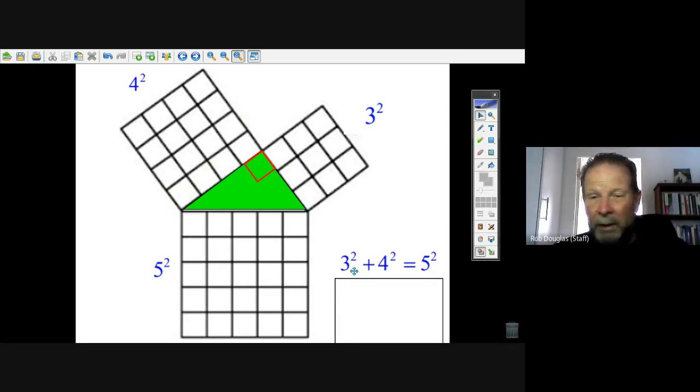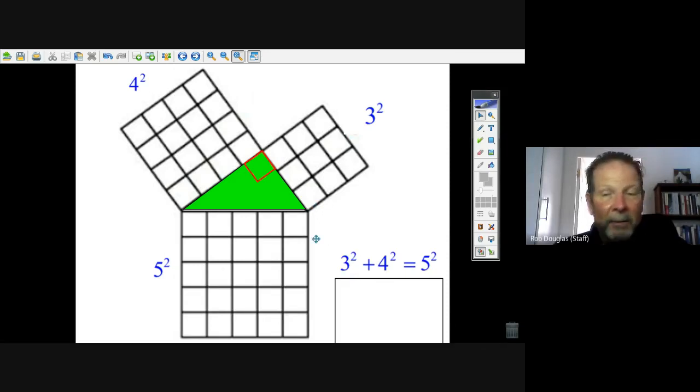Let's see if we can even check it here. 3 times 3, there's 9 squares here. 4 times 4, there's 16. Well, 9 plus 16 equals 5 by 5. That equals 25. So it works.